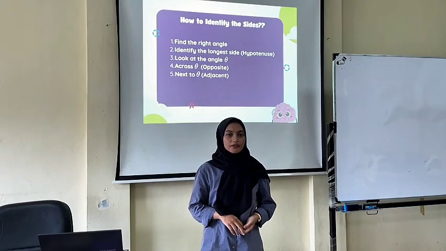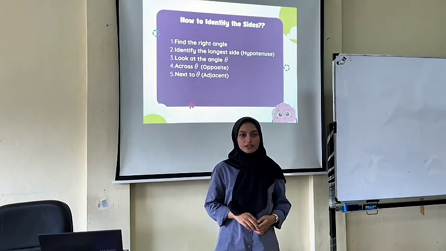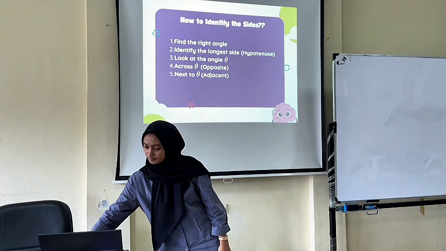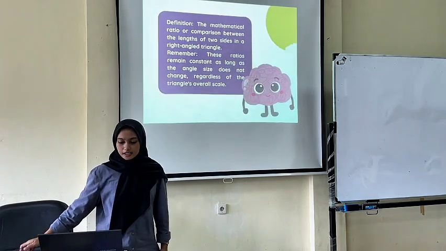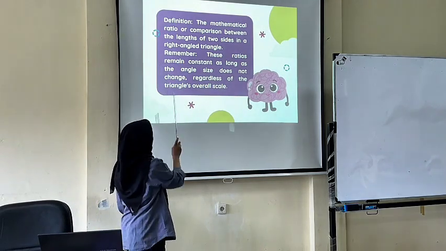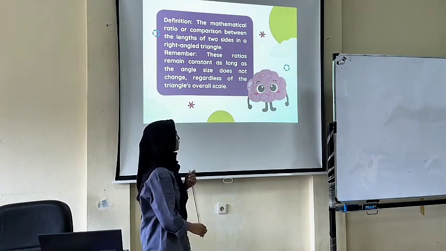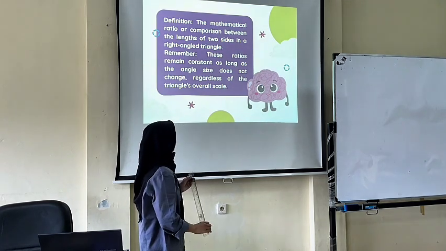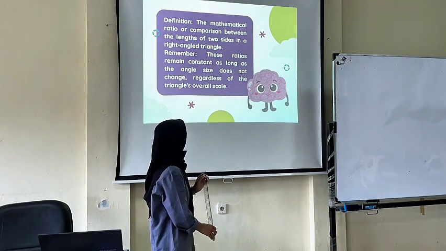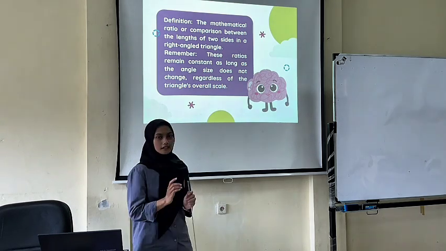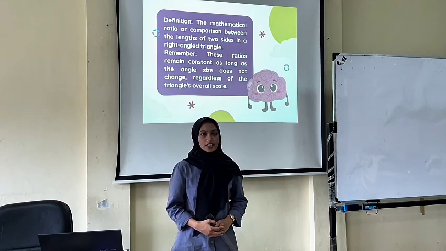Okay class, after we learned about the sides of the right angle triangle, let's learn about sine, cosine, and tangent. The definition of sine, cosine, and tangent is the mathematical ratio or comparison between the lengths of two sides in a right angle triangle. Remember, these ratios remain constant as long as the angle size does not change, regardless of the triangle's overall scale. The comparisons are called trigonometric ratios.